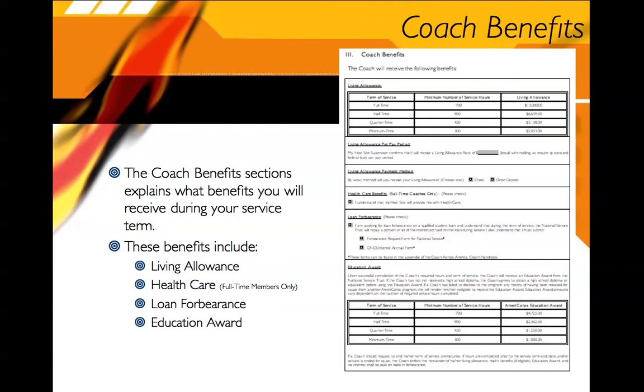Section 3 of the Coach Contract is Coach Benefits, and the Benefits section explains the benefits that you can expect to receive during your term of service. These benefits include your living allowance, health care for full-time members only, loan forbearance. For those of you who will be applying for loan forbearance, please note that there are 2 important forms that you'll need to fill out: the forbearance request form for national service and the CNCS interest accrual form. Both of these forms can be found in the appendix of the CAA Coach Handbook. And finally, a list of the education award you can expect to receive upon successful completion of your service term.